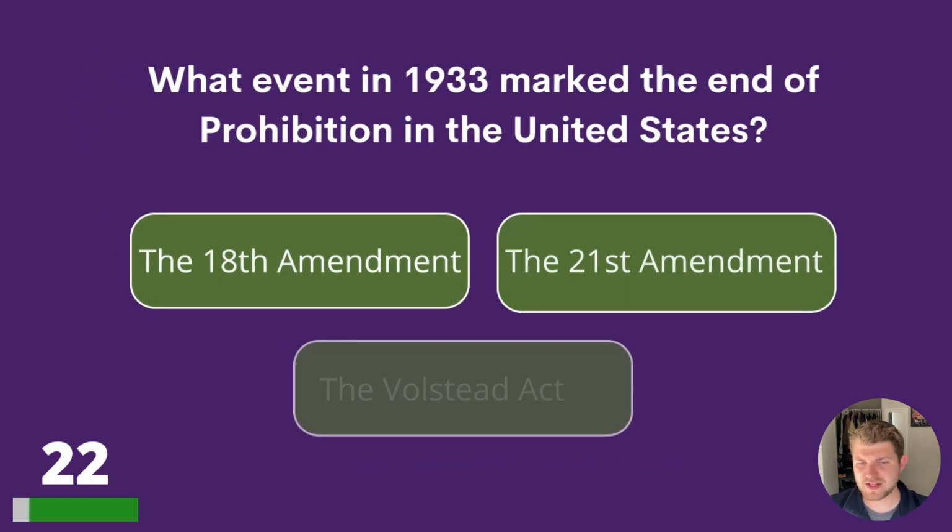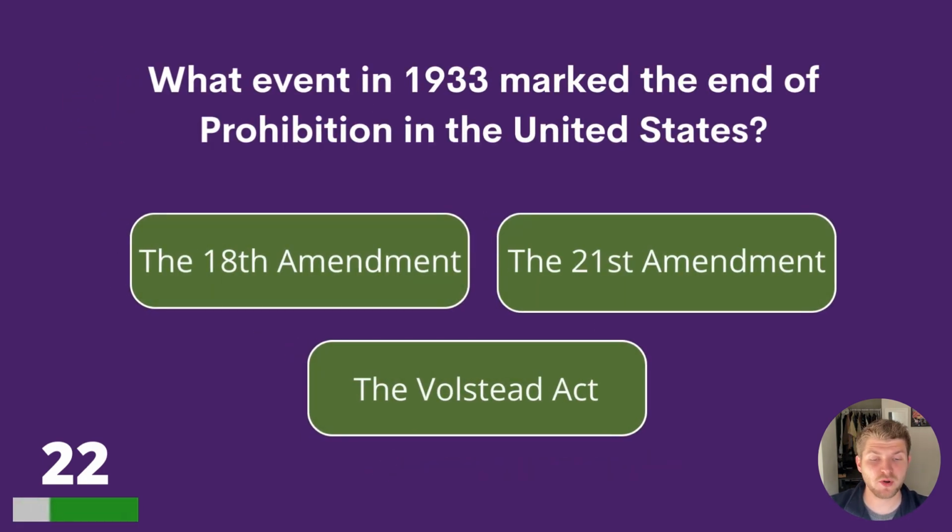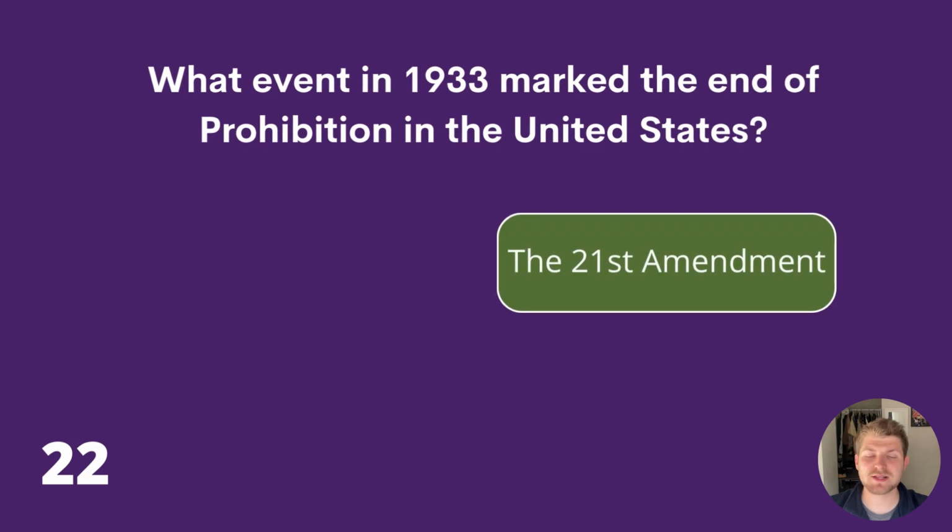22. What event in 1933 marked the end of Prohibition in the United States? The 18th Amendment, the 21st Amendment, or the Volstead Act? The answer is the 21st Amendment.